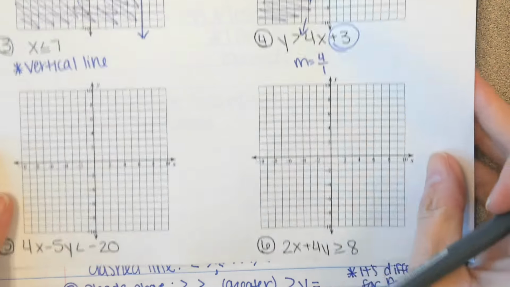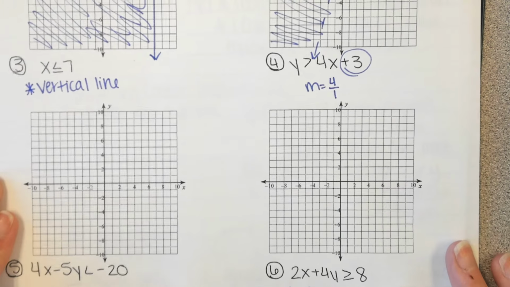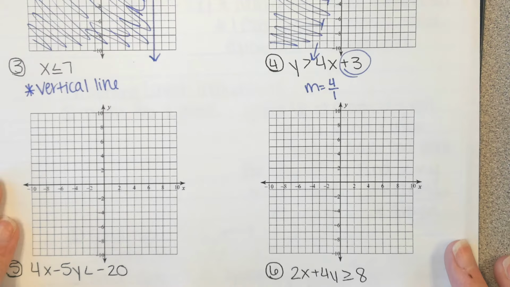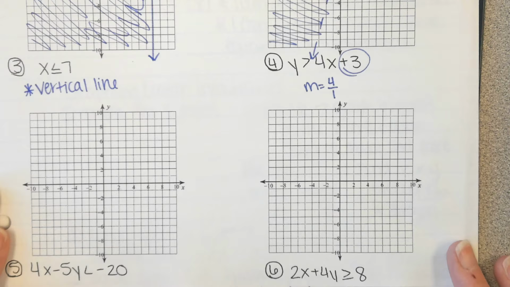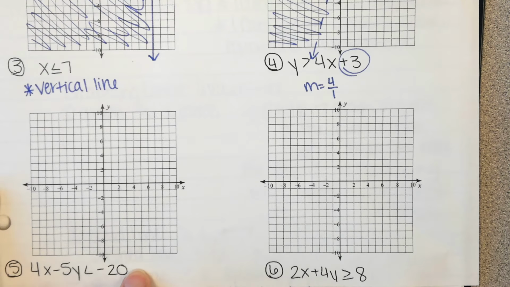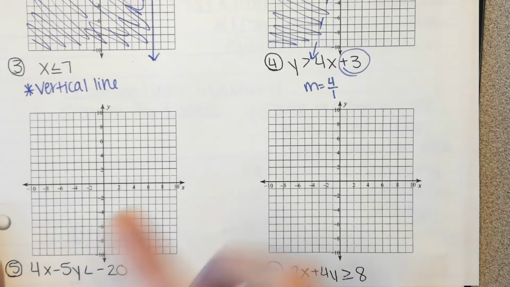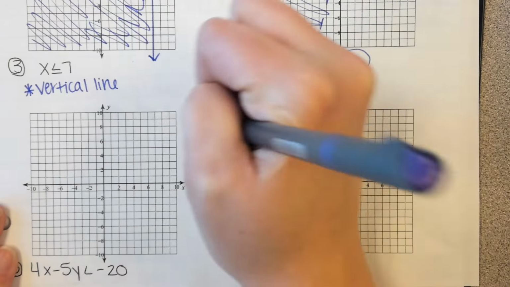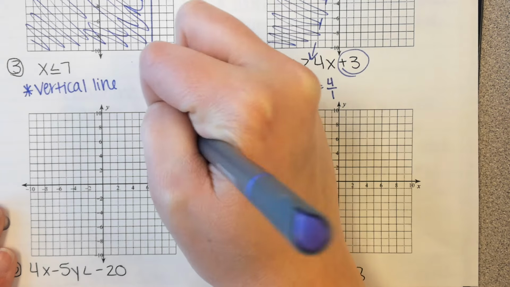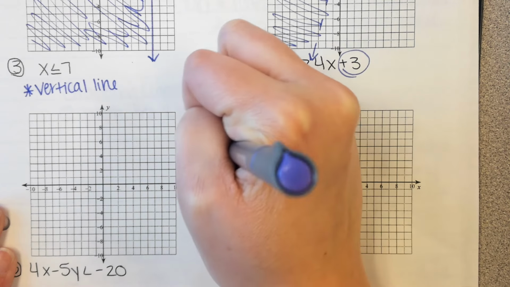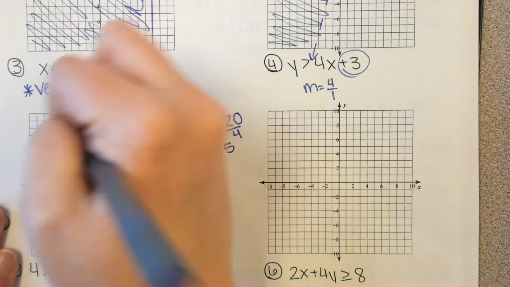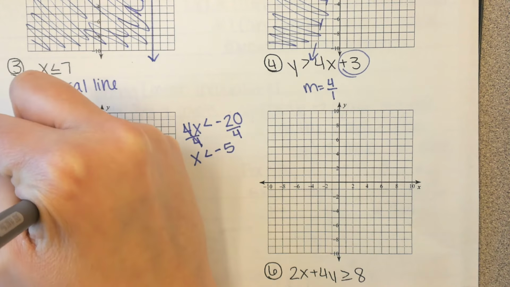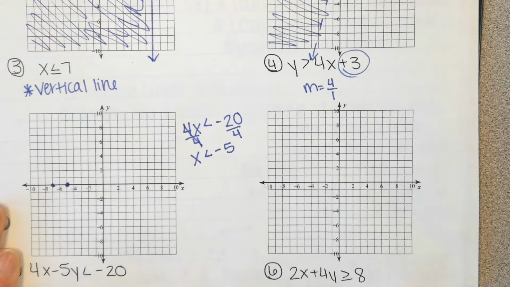Okay? So all of those were in slope-intercept form or kind of slope-intercept form. The next 2 are a little bit different. These are given to you in standard form, so we're going to find our intercepts, graph those, and go from there. So 4x minus 5y is less than negative 20. First I'm going to find x, so I'm going to cover up the y. And what am I left with? 4x is less than negative 20. I divide by 4, and I get x is less than -5. So I'm going to go to -5 on the x. Oh, wrong way. There we go, and make a point.